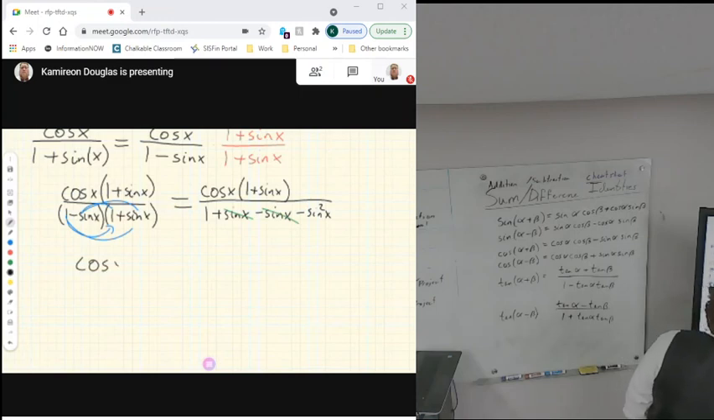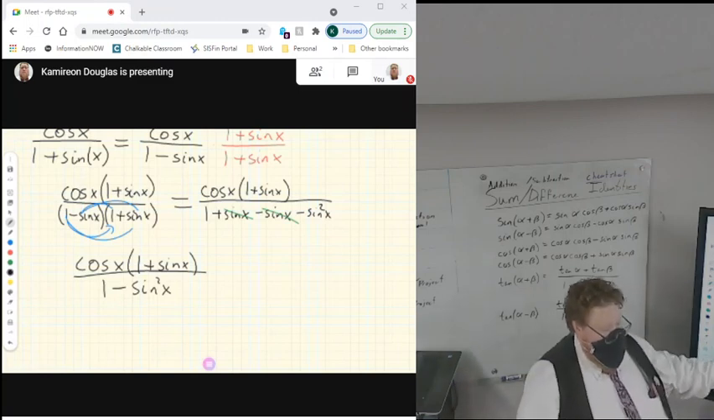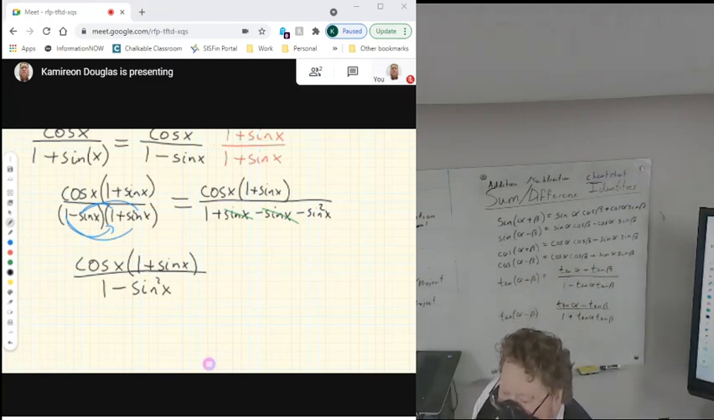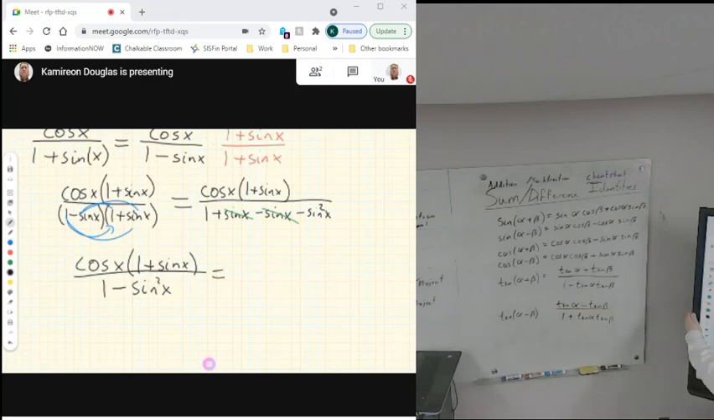We end up with cosine of x on top times 1 plus sine of x all over 1 minus sine squared of x. That is one of our Pythagorean identities. So Kylie saw that we wanted to use the Pythagorean identity, but we couldn't because of how it was currently written. So I modified it using the piece that my solution wanted. Now, when I modify it, Kylie, what happens at the bottom of this thing? It goes to cosine. So we end up with cosine of x on top times 1 plus sine of x. And on bottom, the bottom becomes just cosine squared of x.